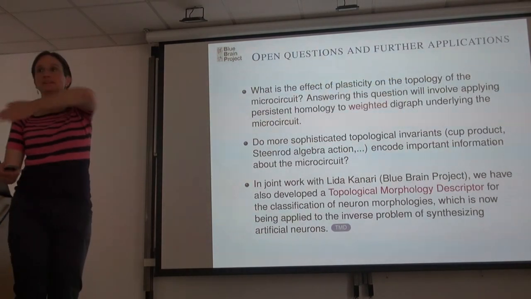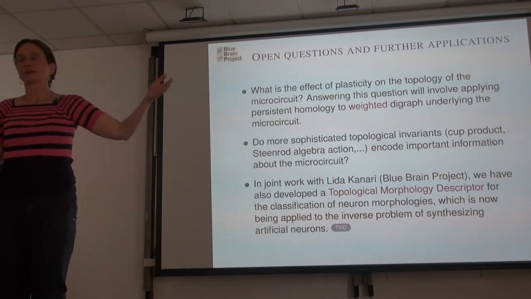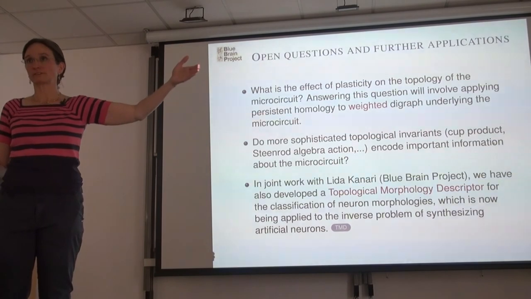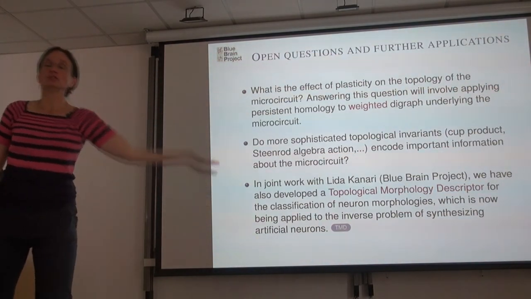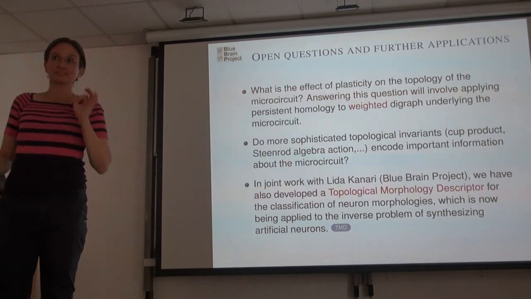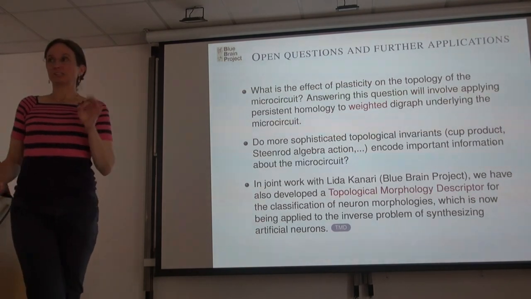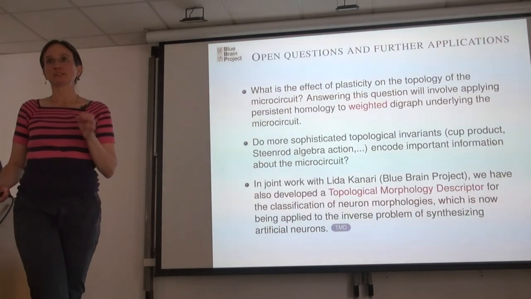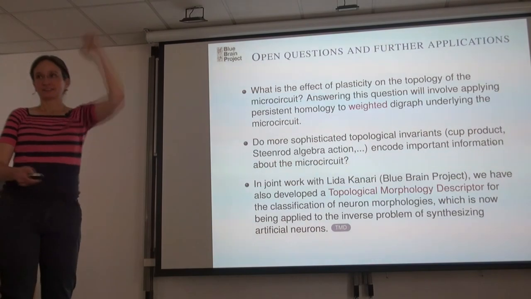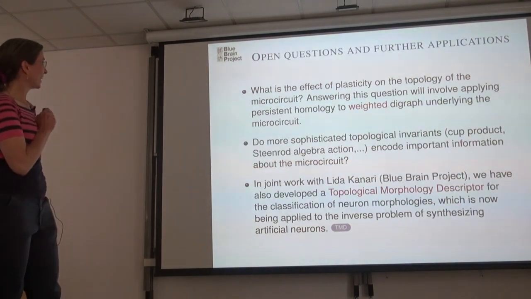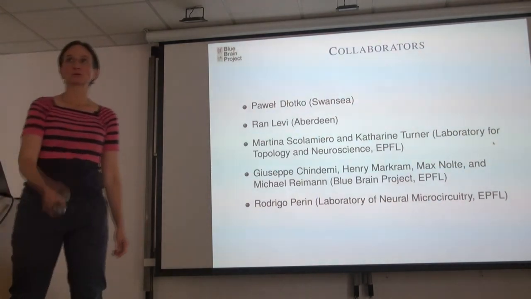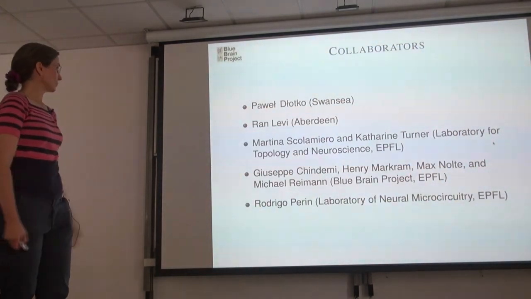And now the leader is actually using this in the opposite direction to say, okay, now I know what the barcodes, the persistence diagrams are supposed to look like for these classes of neurons, and I'm going to use that to feed it back in and synthesize new artificial neurons. And the synthesis process is going so well that she's even been able to fool experts into believing that her artificial neurons were actually real neurons. So, yay topology.